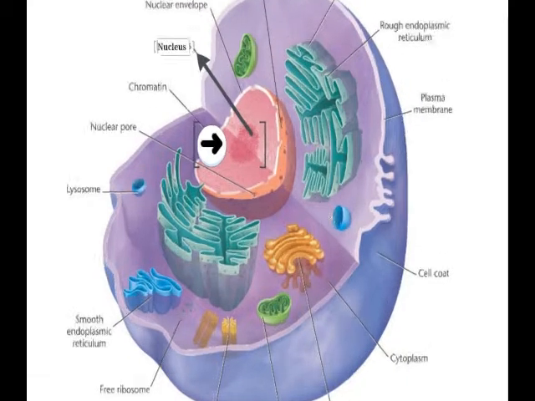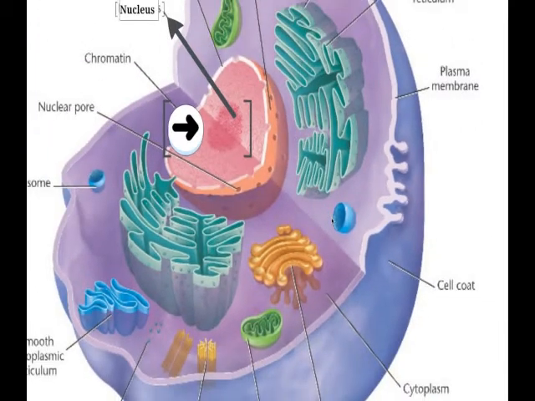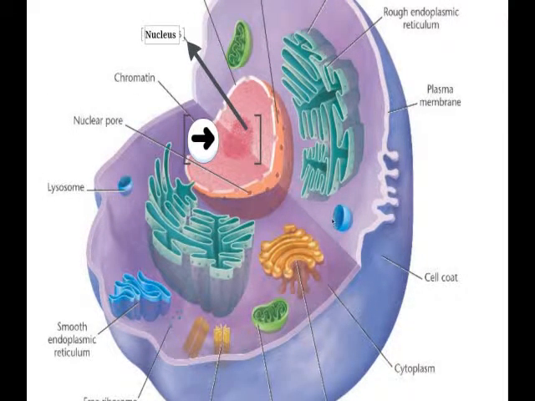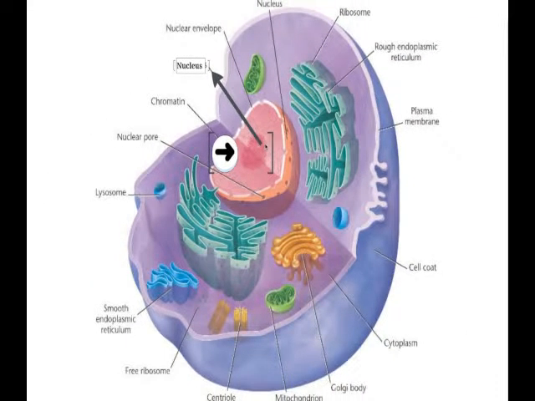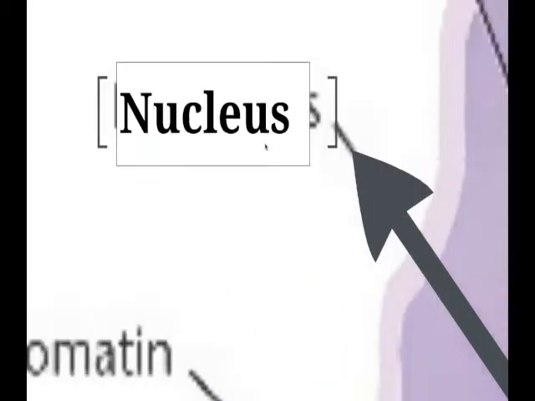If we look closely at this cell right here, we will see that it has many different parts. But the main part we want to look at is right there in the nucleus of the cell. In this nucleus, we will find that we have something called DNA. Right there in the nucleus.